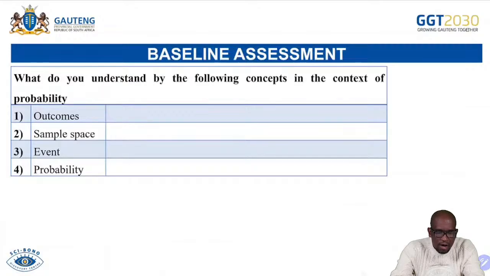All right. Now, as our baseline assessment, I need you to define the following terms as you understand them in the context of probability. I'm just going to give you 3 minutes to talk about these 4 terms here. Your 3 minutes starts now.